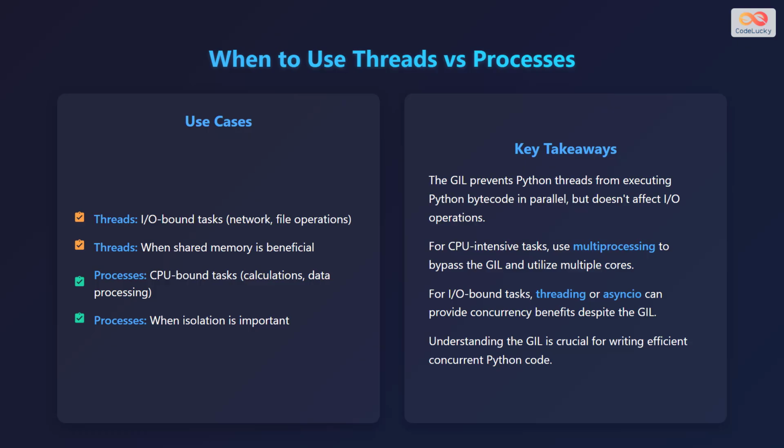Thus, to summarize, the GIL prevents Python threads from executing Python bytecode in parallel, but doesn't affect input-output operations. For CPU-intensive tasks, use multiprocessing to bypass the GIL and utilize multiple cores. For input-output bound tasks, threading or async I/O can provide concurrency benefits despite the GIL. Understanding the GIL is crucial for writing efficient concurrent Python code.